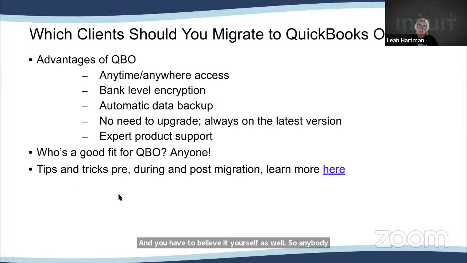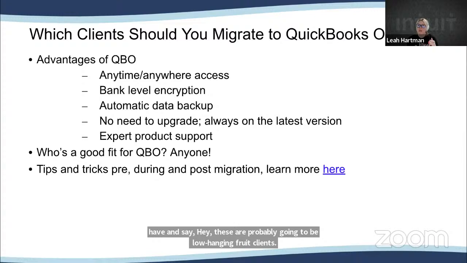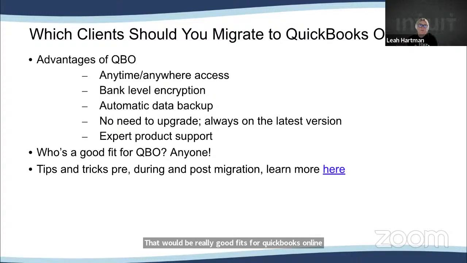We talked a little bit about the differences between desktop products, complex conversions, and basic conversions. We can work through our list of clients and say, these are probably going to be low-hanging fruit clients that would be really good fits for QuickBooks Online. They're not using inventory and they're not using payroll. Those are the main examples I always like to call out, because those do require a little bit of setup. If I'm going to move a payroll service, I'm going to have to do a little bit of setup, so that's going to take some time.